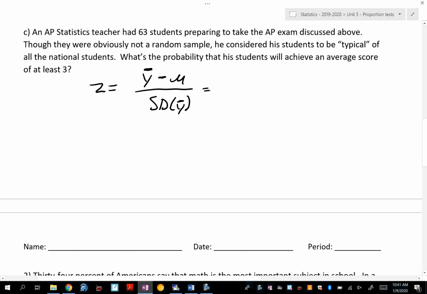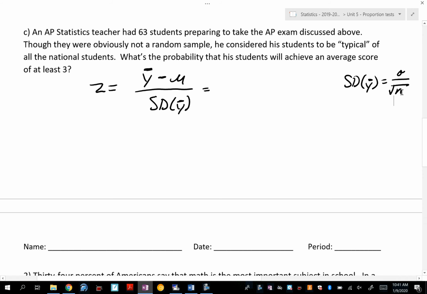And then the standard deviation for Y bar is a specific standard deviation for a sample size of 63 students. That formula, which we used yesterday, is sigma over the square root of the sample size. What really tripped me up when I was learning this for the first time is that you're going to have a different denominator every time you have a new sample size. So if your sample size changes, you've got a new standard deviation. All right, so let's plug in some numbers.